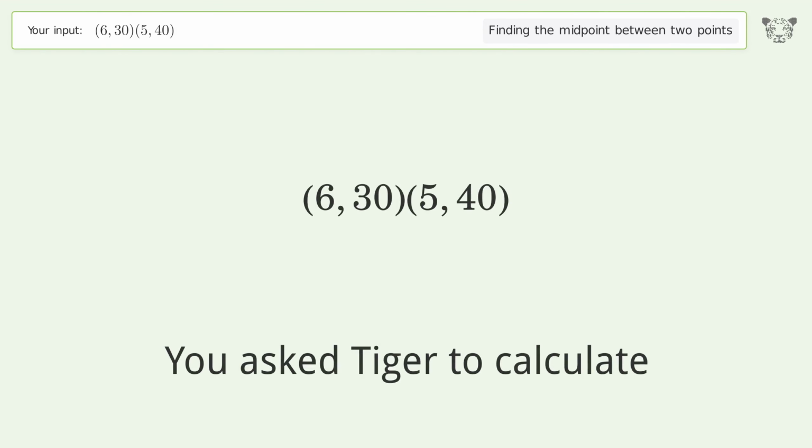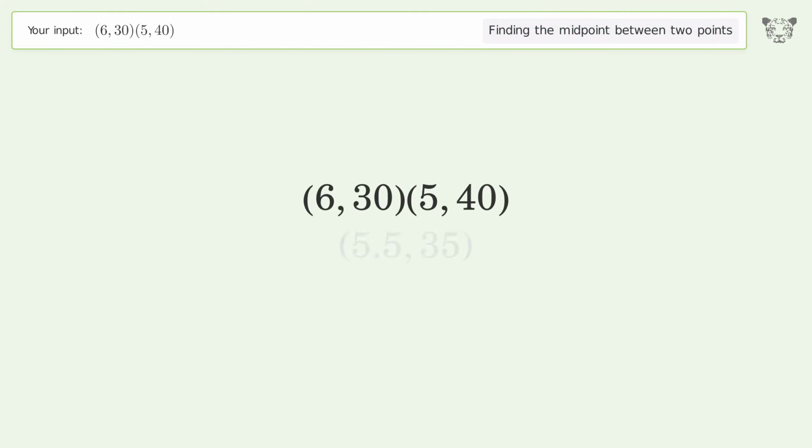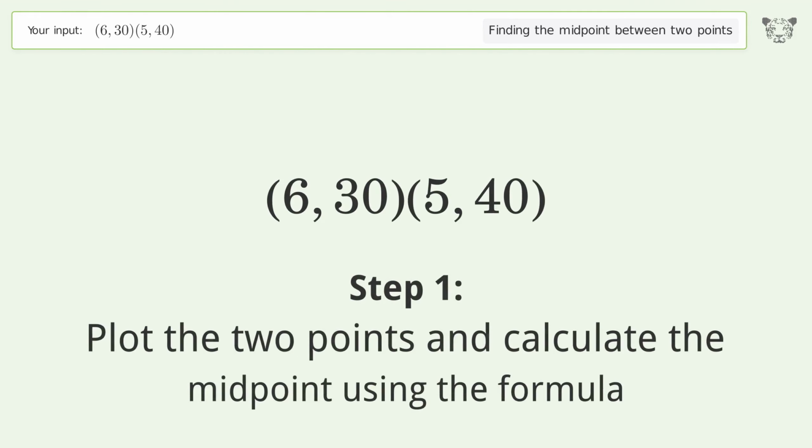You ask Tiger to calculate. This deals with finding the midpoint between 2 points. The midpoint between the 2 points is 5.5, 35. Let's solve it step by step. Plot the 2 points and calculate the midpoint using the formula.